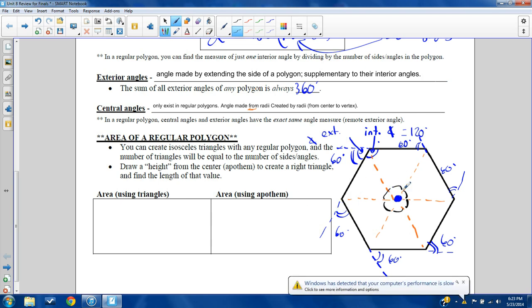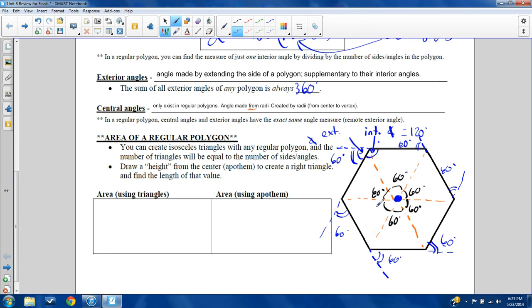Now, just like a circle, central angles add up to 360 degrees. If they add up to 360, I divide by the number of central angles I have, 6, and I get the measure of each. They are each 60 degrees. Now, you'll notice the central angles and the exterior angles have the same angle measure, and you might ask yourself, is that always true? These are also 60 here and here, so maybe it only exists in regular hexagons, but I go to a regular octagon, maybe it's going to be different. No, actually, in a regular polygon, central angles and exterior angles have the exact same angle measure.